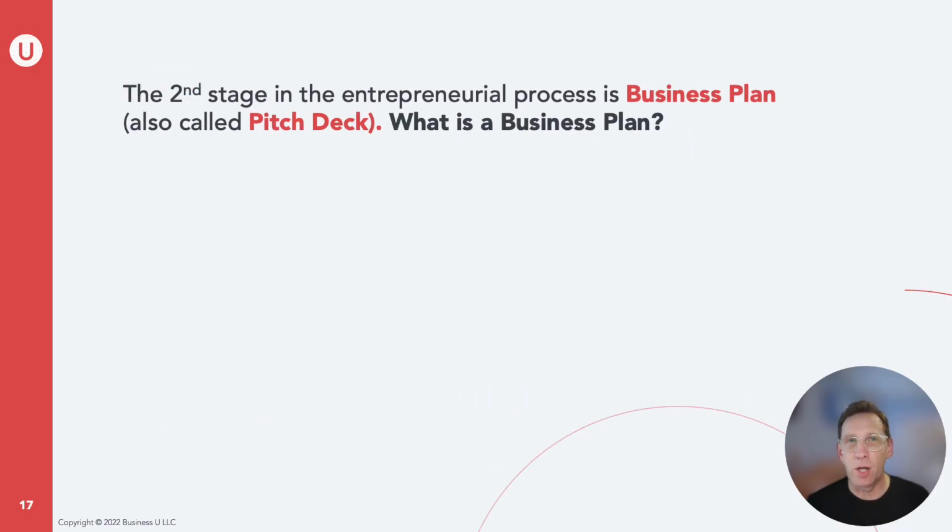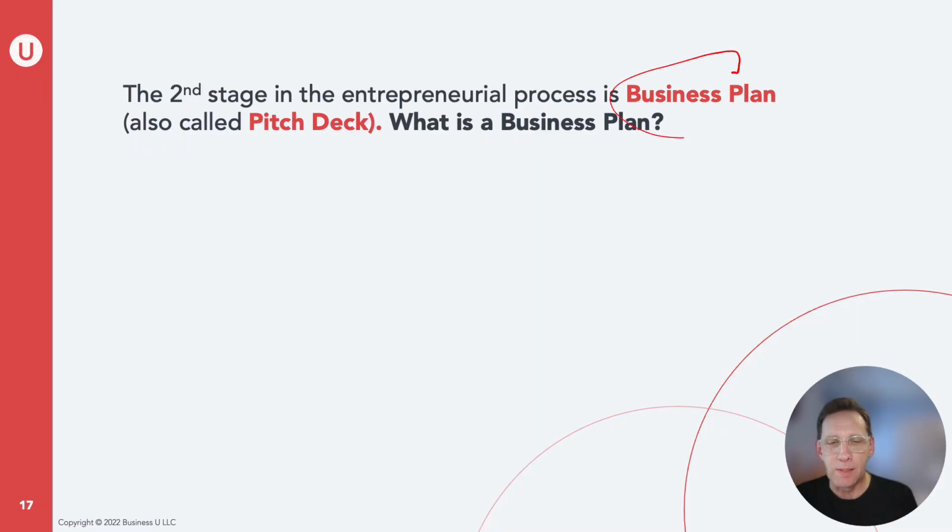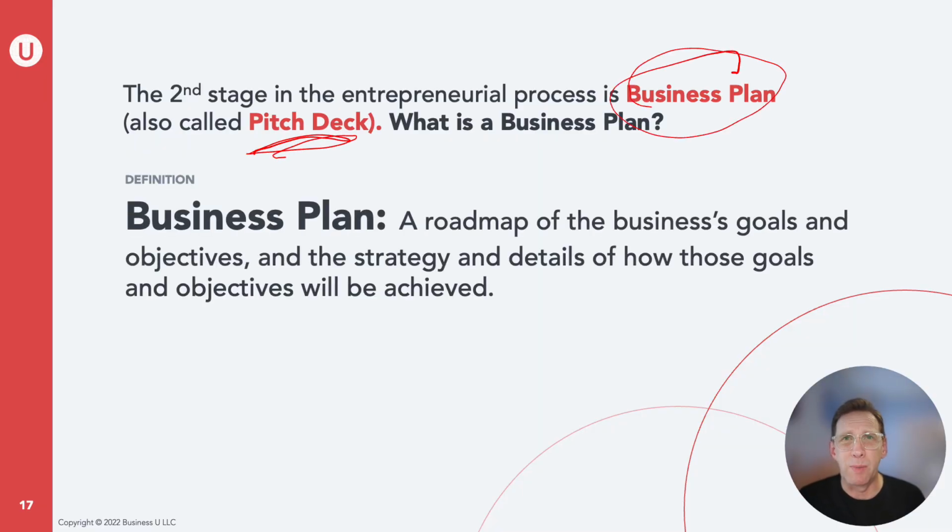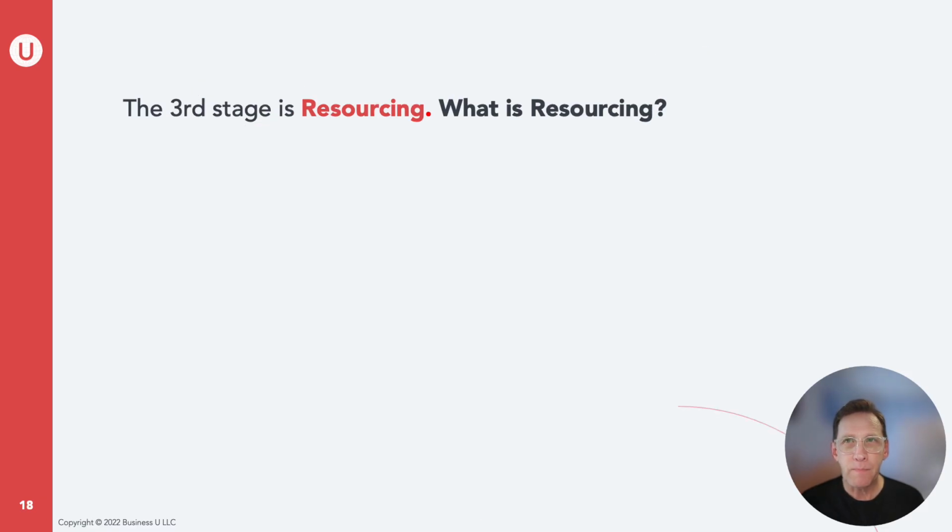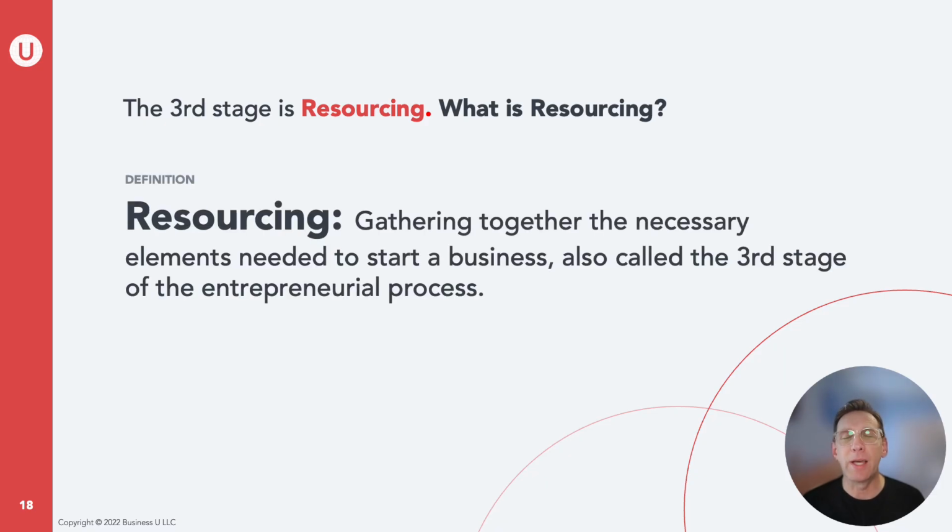Now, the second stage in the entrepreneurial process is a business plan, also called a pitch deck. So, what is a business plan? Well, it is a roadmap of your business's goals and objectives, and the strategy and details of how those goals and objectives will be achieved. The third stage is resourcing. Resourcing is gathering together all the necessary elements needed to start your business.